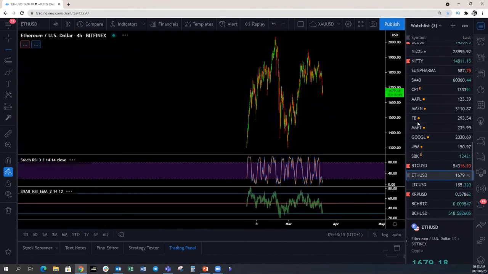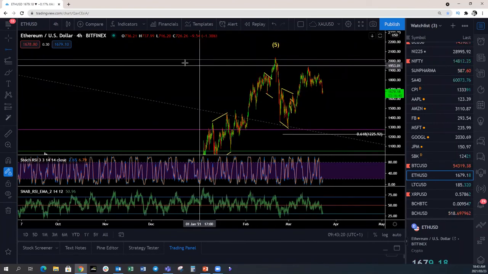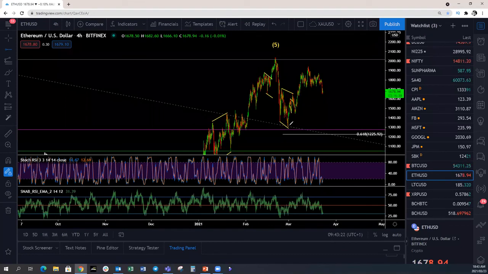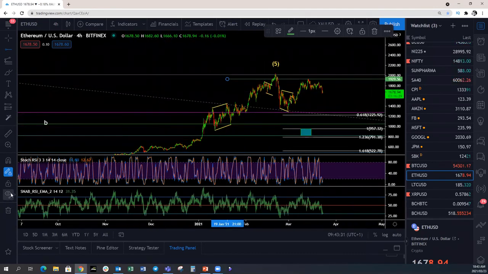Ethereum also pulling back. This one has touched that level, so that means it looks like there are 5 waves here on Ethereum. 1, 2, 3, 4, 5. Now, if that is the case, let's have a look at this. If those are 5 waves, there's a possibility for this structure.